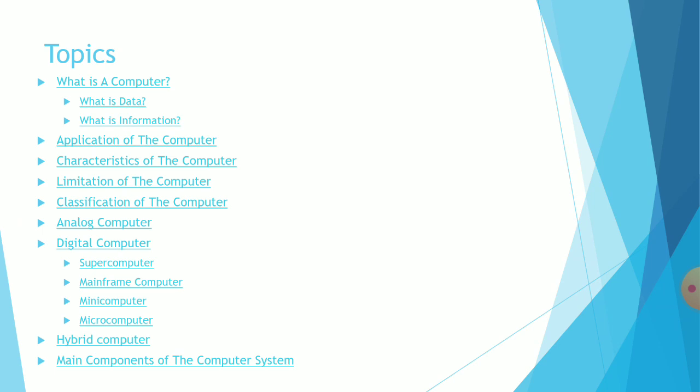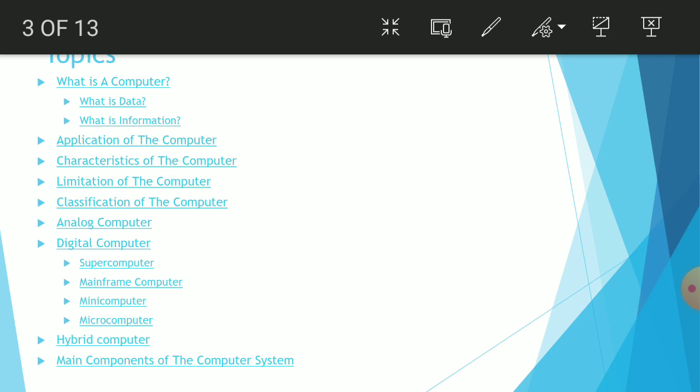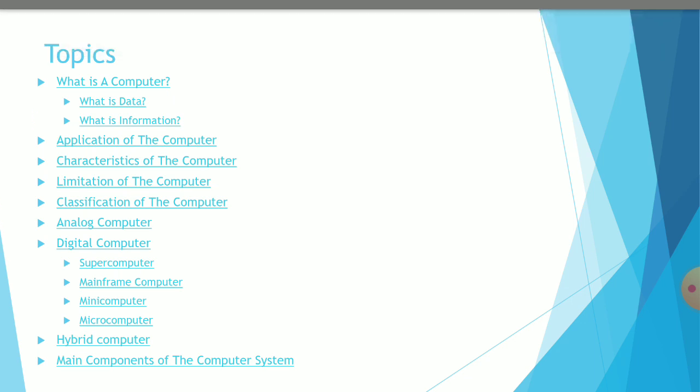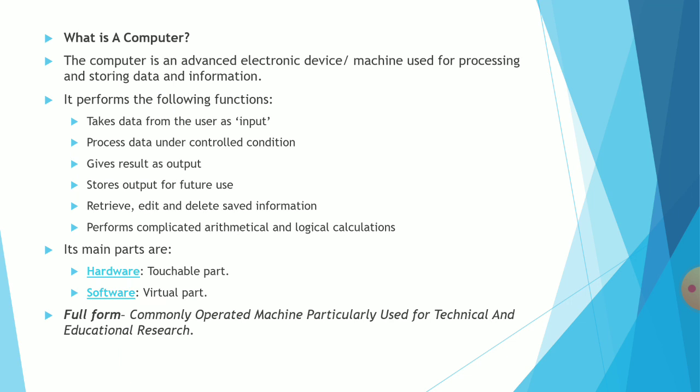What is a computer? What is data? What is information? Applications of computers, characteristics of computer, limitations of computer. Okay, types of computer: analog, digital, hybrid, and main components of computer. So we start with the first topic.